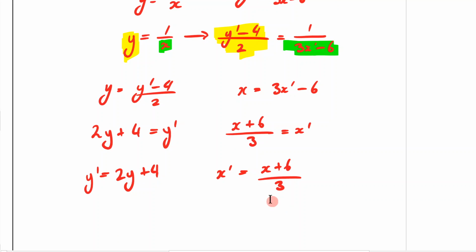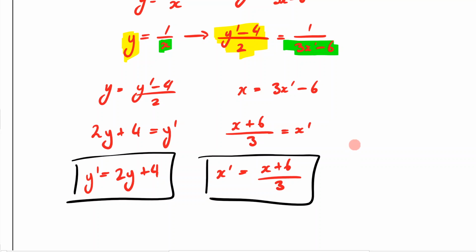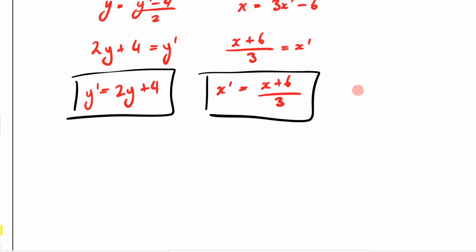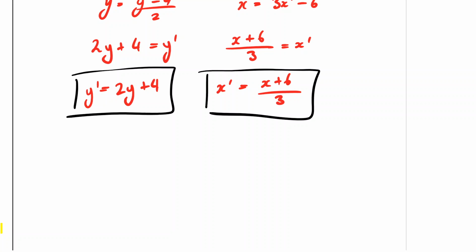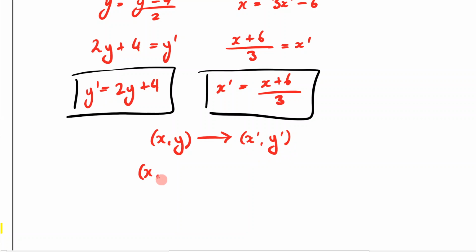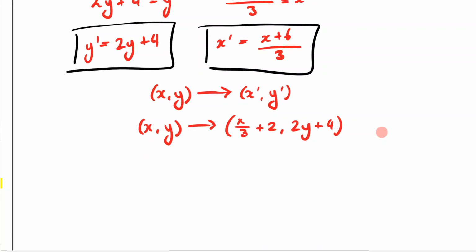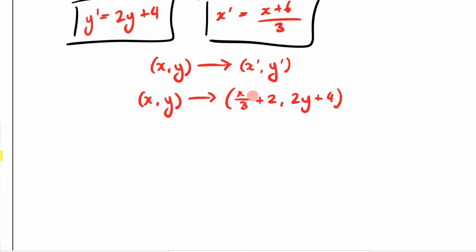And as you can see, these are the all-important things we need. This and this. And then from these, we can now read off the sequence of transformations. For completeness' sake, we start here, and I've gone to my new point. And now I know what that new point is. I know that x dash is going to be, instead of writing it like this, I'm just going to break it up into x over 3 plus, now 6 over 3 is 2, and then this will stay the same. Then I read off my transformations from this right here.